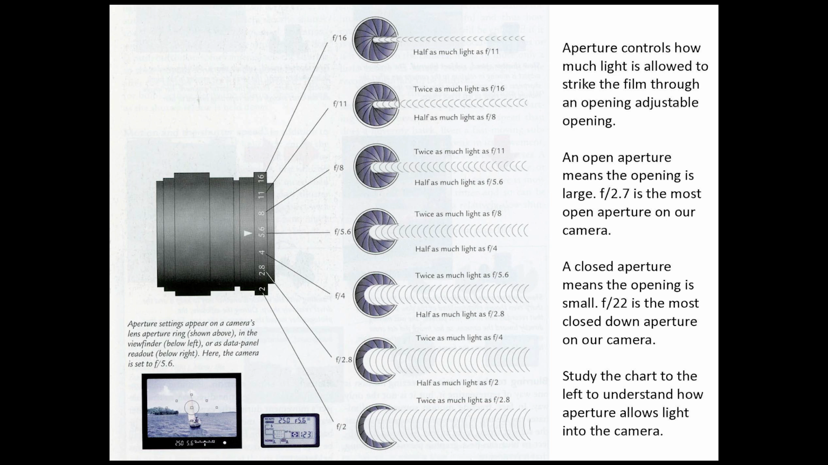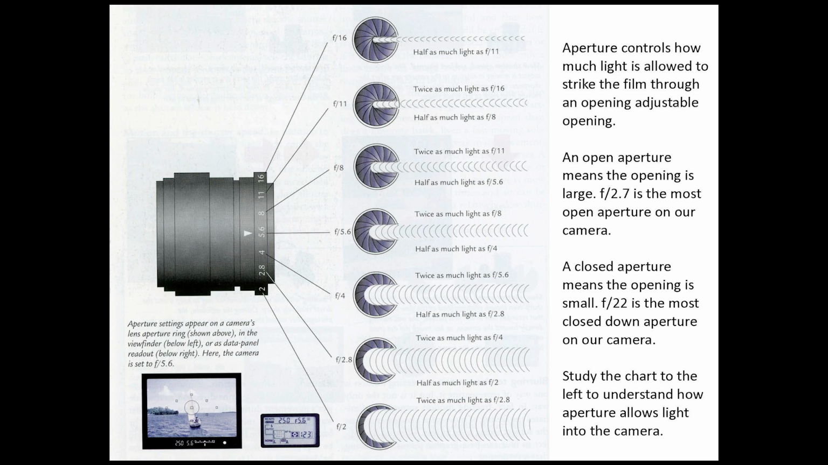So this chart right here actually shows you how much light is being let in for each aperture. So at f16, a little bit of light is coming through, and it's half as much light as f11. And f11 lets twice as much light in as f16. And you can kind of see as the chart goes, as the hole gets larger, more light is allowed in. Now, the thing that's really kind of weird about aperture is the higher number is the smaller hole. So people get this confused all the time. So f16 is a really small opening.